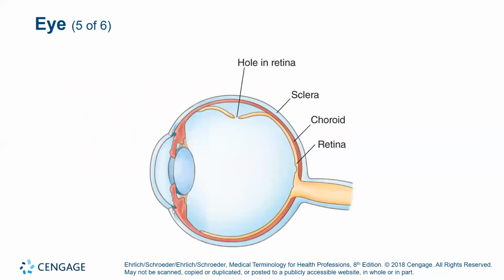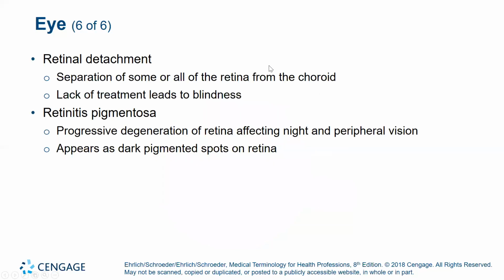And here you can see retinal detachment, a hole in the retina would be your retinal detachment. So you have the sclera, the choroid, and the retina right here. So when that detaches, this is what this looks like. You have a hole right in the retina. So what a retinal detachment is, just separation of some or all of the retina from the choroid. The lack of treatment, if a person doesn't get it treated, could lead to blindness.